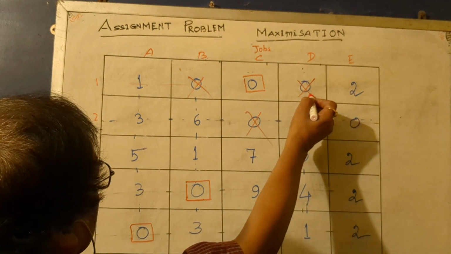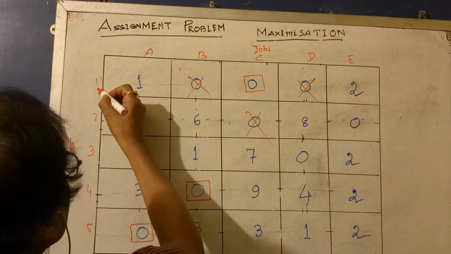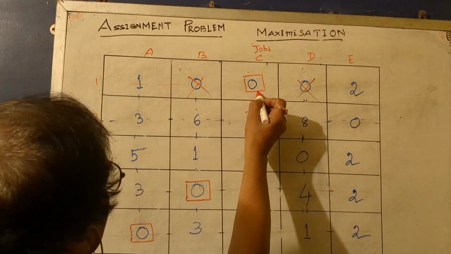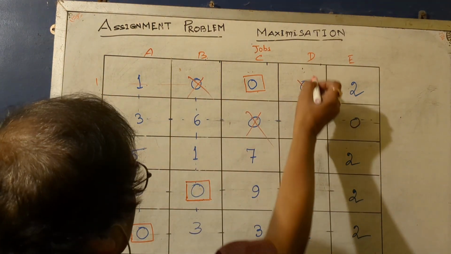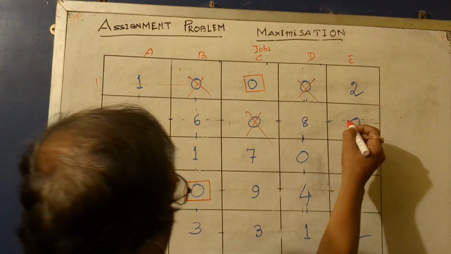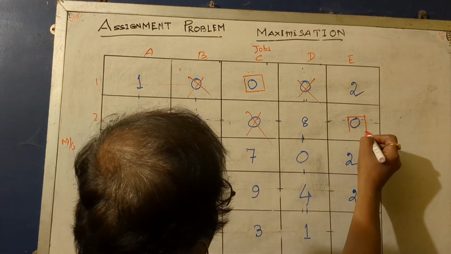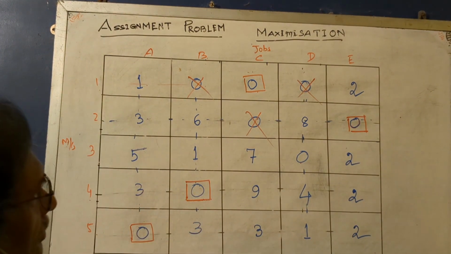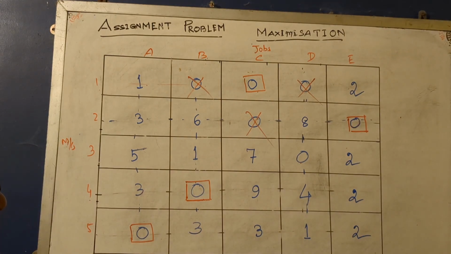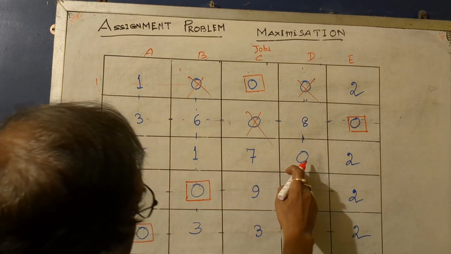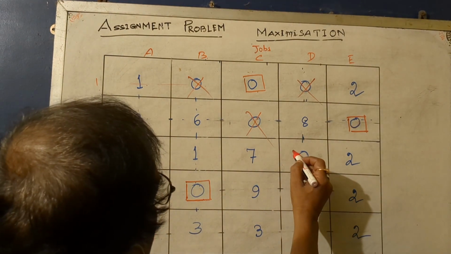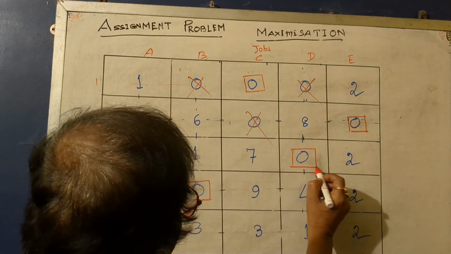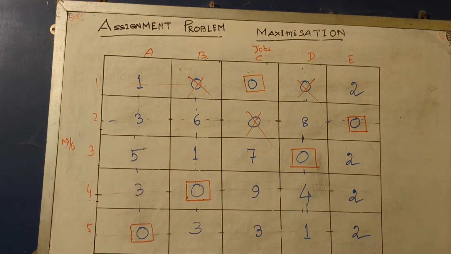And this is also not acceptable because this machine has already been allocated. This machine cannot be allocated for this job. Now the remaining zero, it is possible to allocate it, and this one zero is left here, and that's why it should be allocated. In this way you can finalize the allocation.